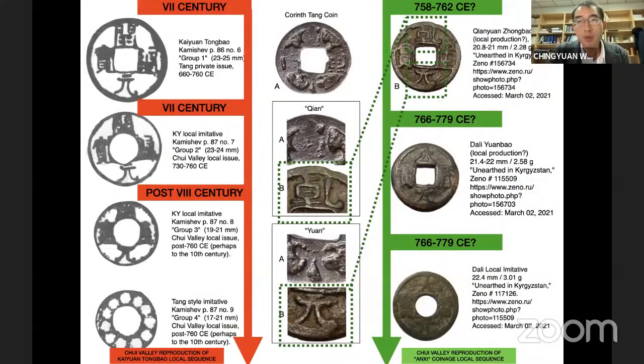First, the coin was likely produced by or in the domain of the Anxi Protectorate, roughly equivalent to China's Xinjiang Autonomous Region in modern day speak. There is a possibility that it was produced in the Chui Valley region in modern Kyrgyzstan.